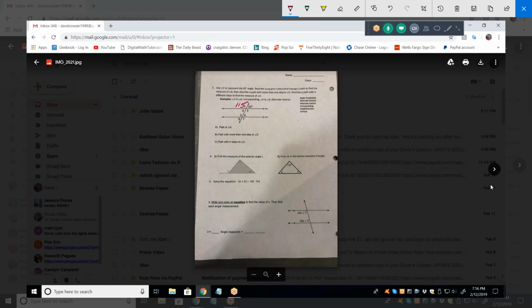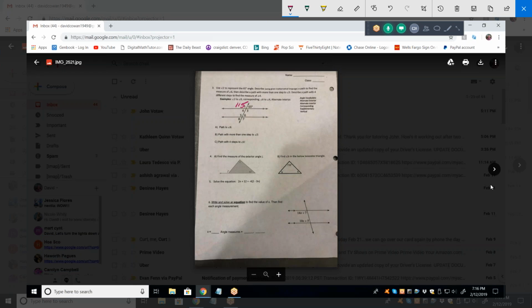And those are the only 2 angles. All 8 of these angles are either 115 or 65. Obviously, all of the acute ones are 65. All of the obtuse ones are 115. That's one other way to think about it.